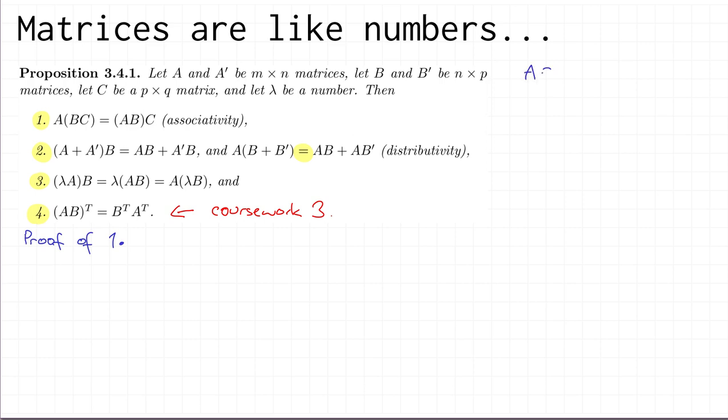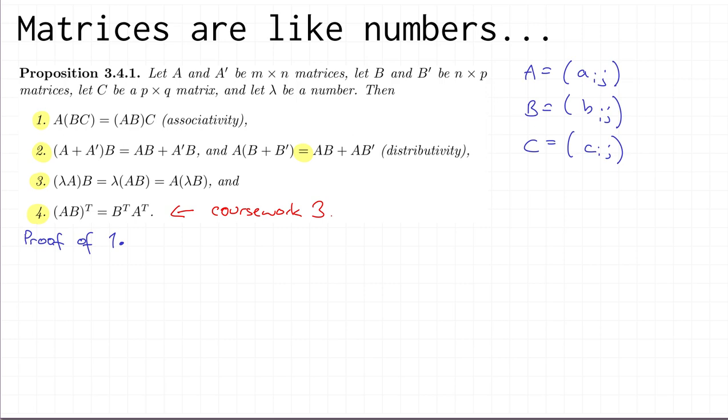So let's have some notation. Let's fix that A will be the matrix whose ij entry is written like this, lowercase a subscript ij, and B similarly will look like this, and C will look like this. I notice that both (AB)C and A(BC), both of those things are matrices of the same size. They're both M by Q matrices in the notation of this proposition. So all we need to do is check that for any i and for any j, the ij entry of the left-hand side of 1 is the same as the ij entry of the right-hand side.